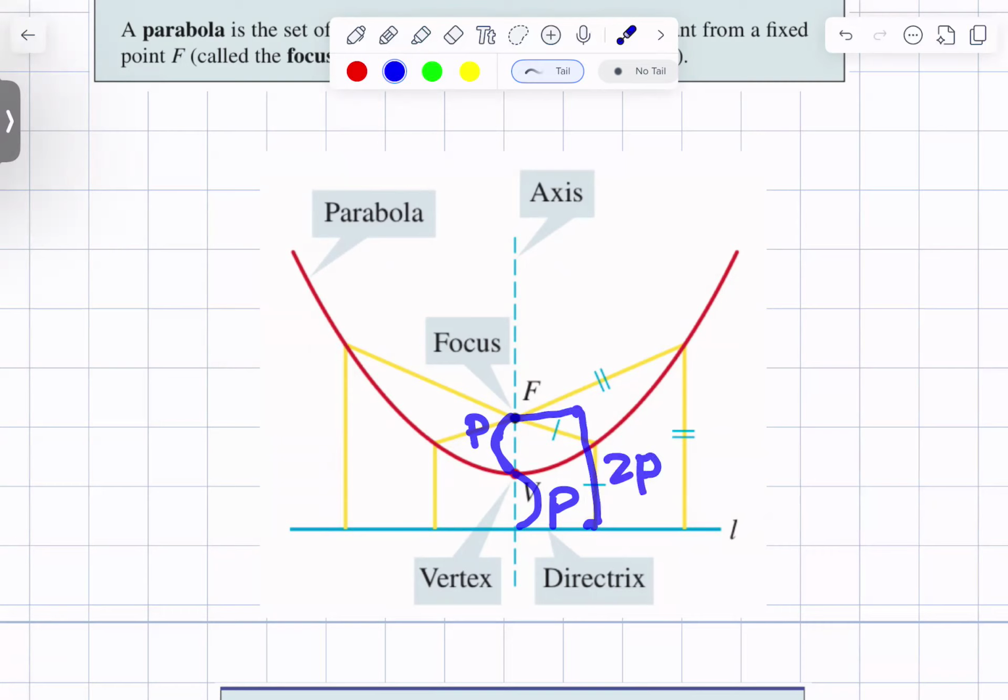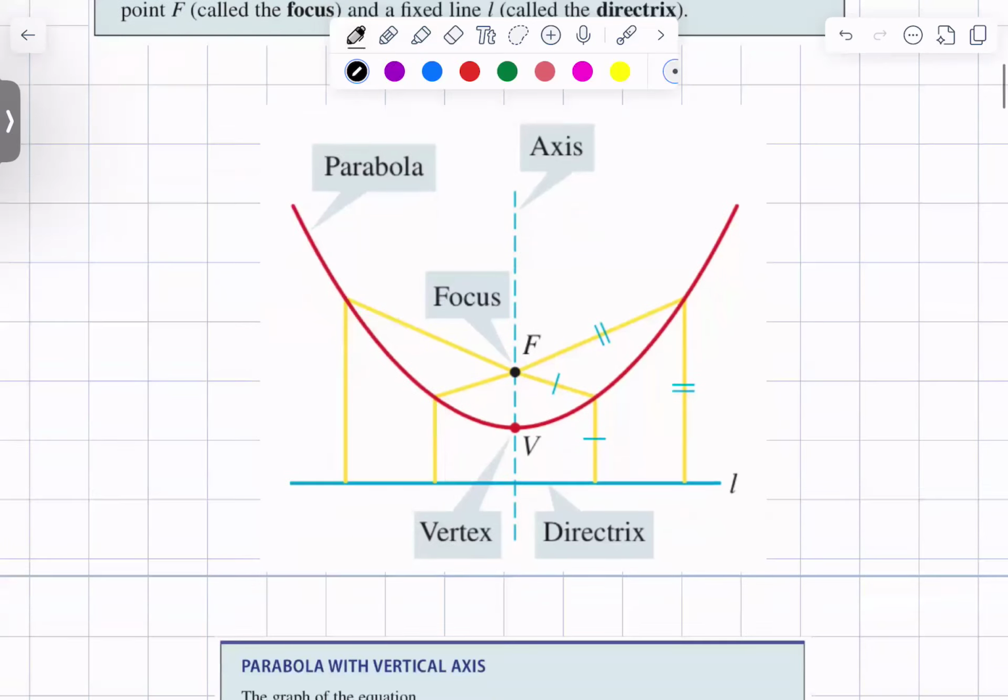All right. So the directrix will be essentially perpendicular to the axis of symmetry. And the focus is always going to be inside the parabola, wherever the parabola may be. All right. So if you guys just know those basic things, this section will go smoothly.